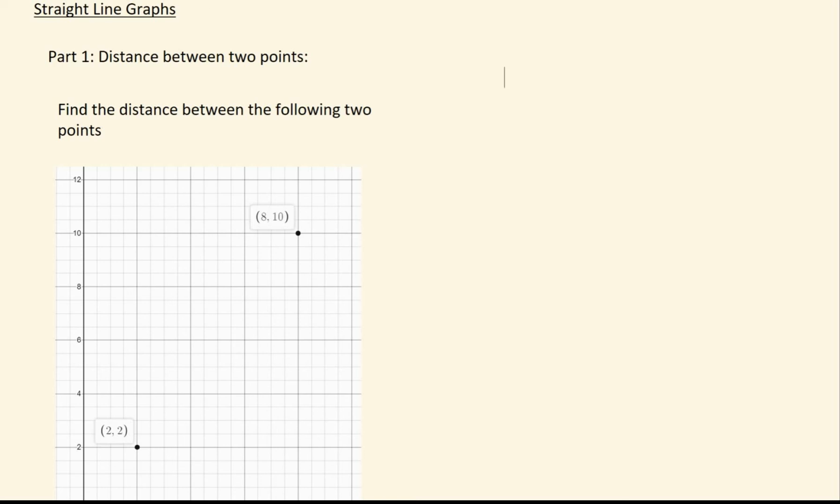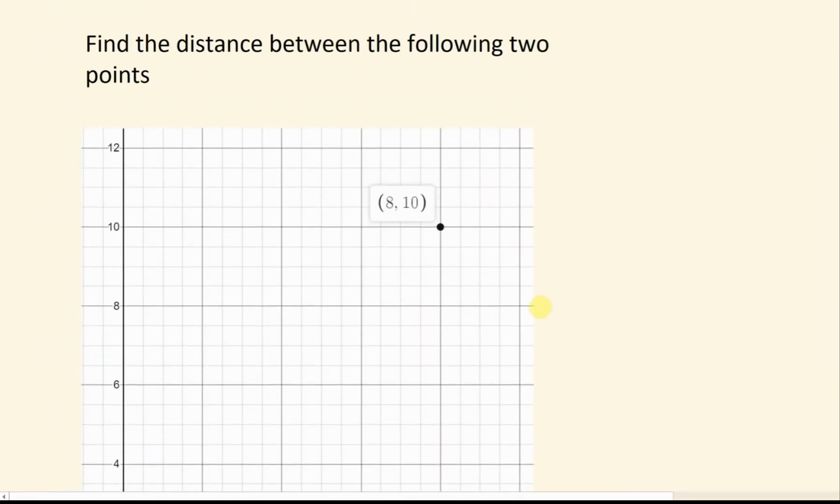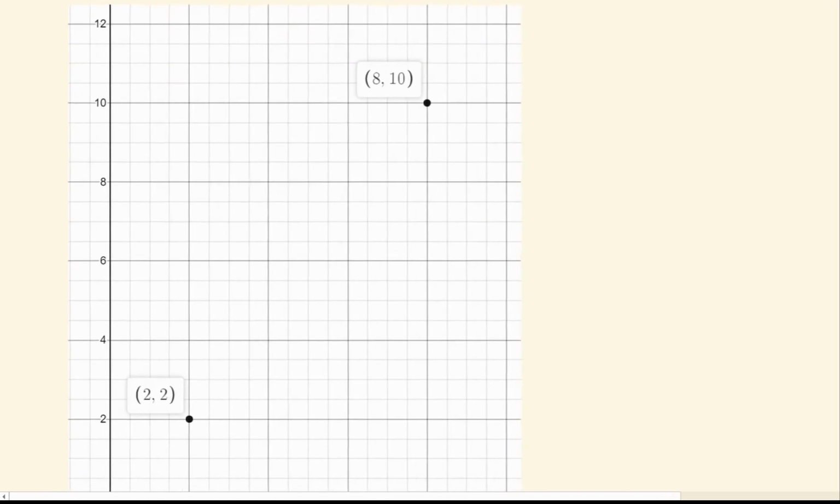Hi, in this video we're going to focus mainly on parallel lines. We'll start off with just a quick aside on the distance between two coordinates. So here I've got two coordinates, (2, 2) and (8, 10), and we've been asked to find the distance between those two points. By that it means, if I got a ruler, what would be the length of this line going straight from these two points?